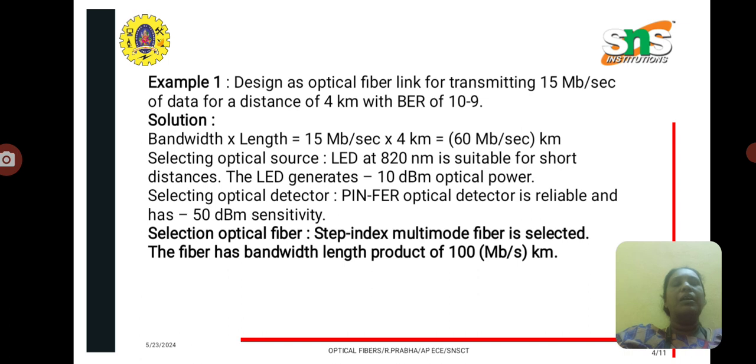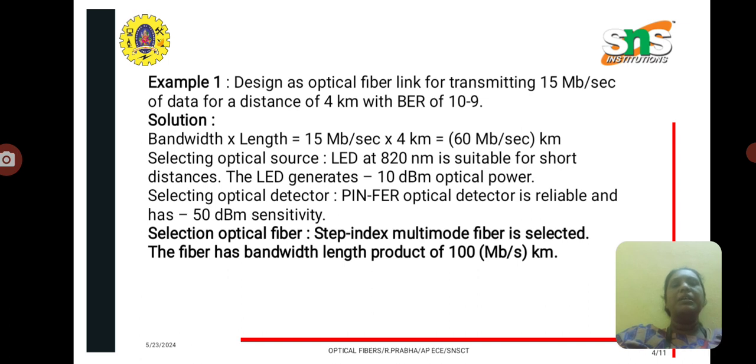Now we are going to see the link power budget calculation for an example. In this example, we are asked to design an optical fiber link for transmitting 15 megabits per second of data for a distance of 4 km with a bit error rate of 10 power minus 9. Here we have to calculate the bandwidth length product first. The given bandwidth is 15 Mb per second and the distance is 4 kilometers. Multiplying, we get the bandwidth length product as 60 megabits per second kilometer.